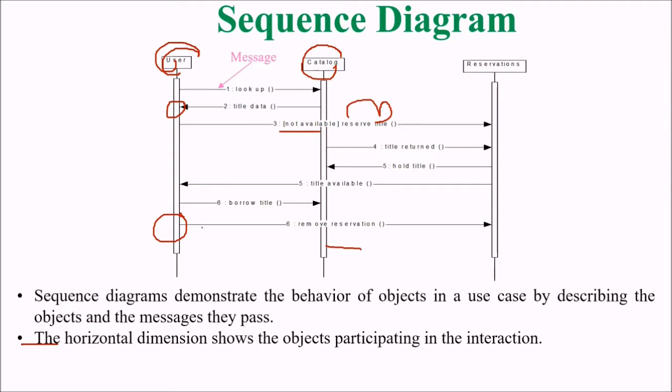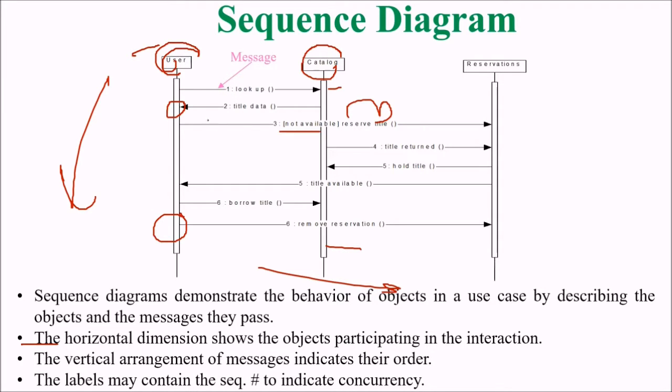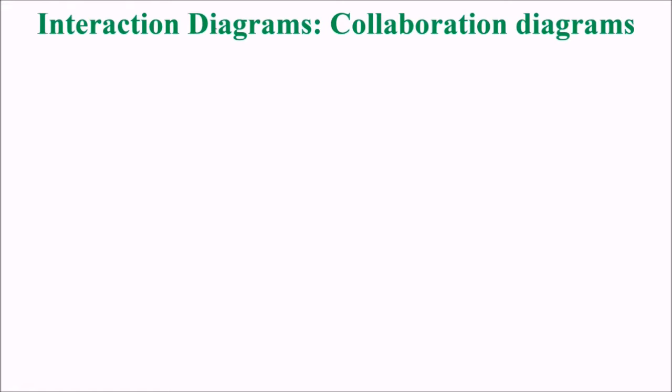The horizontal dimension shows the objects participating in the interactions. We have certain objects here; this is the horizontal, and this is the vertical. The vertical arrangement of messages indicates their order, and the labels may contain a sequence number, as you see here, 1, 2, 6. These are the sequence numbers to indicate concurrency. Then we come to interaction diagrams. In UML there are certain static diagrams and certain dynamic diagrams.